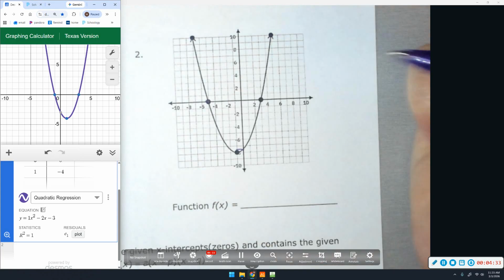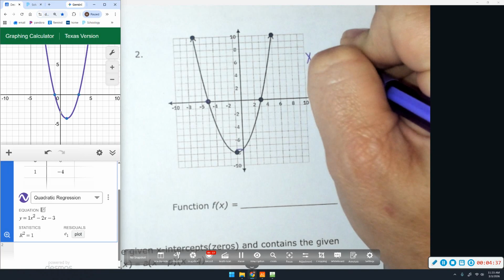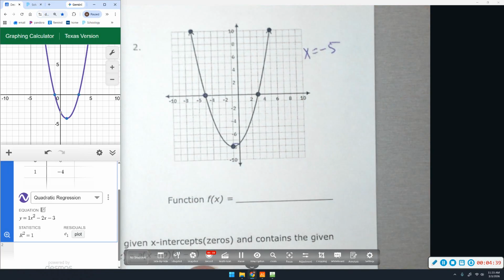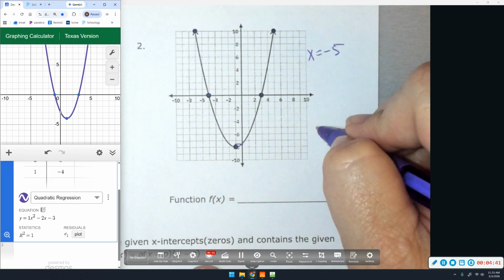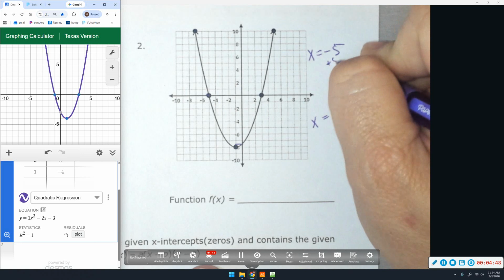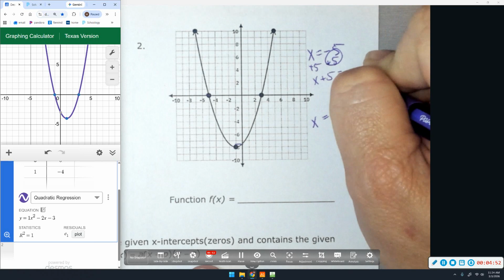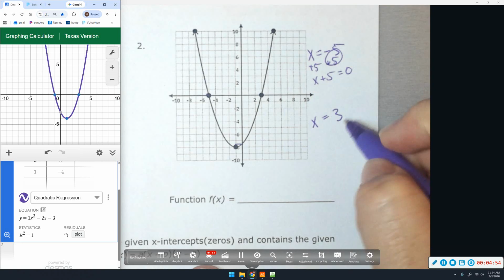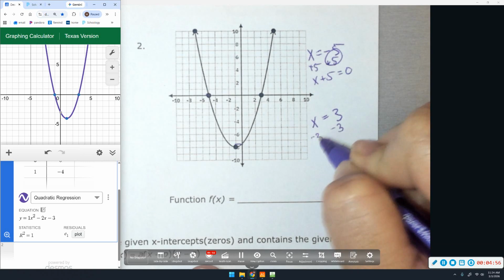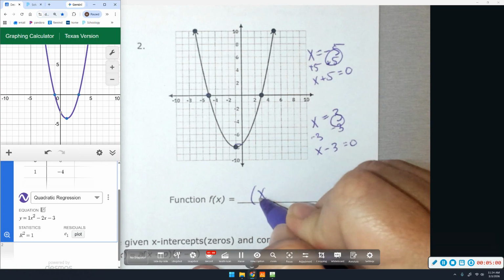What intercept is this? Negative 5. So x equals negative 5. And then this one is positive 3. So x equals 3. So we're going to add 5 to both sides. And I get x plus 5 equals 0. Minus 3, x minus 3 equals 0. So there's my factors.